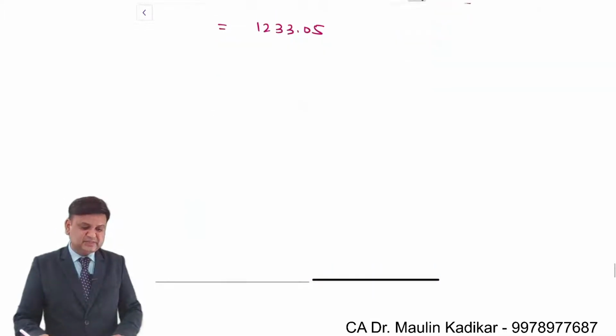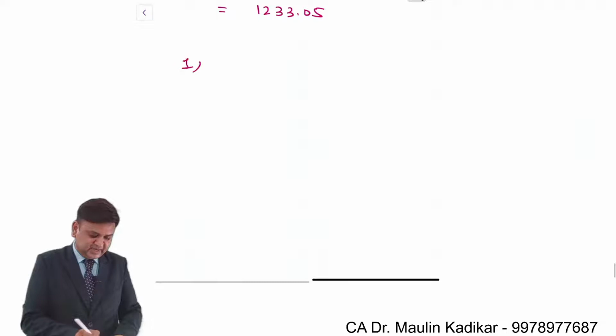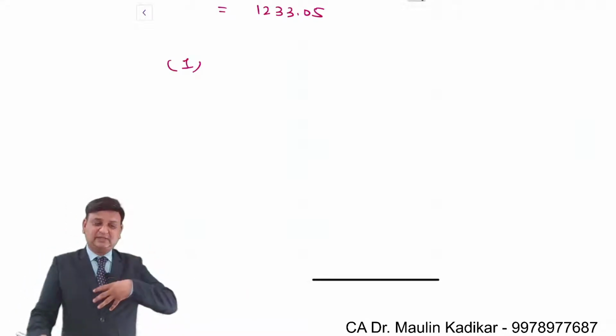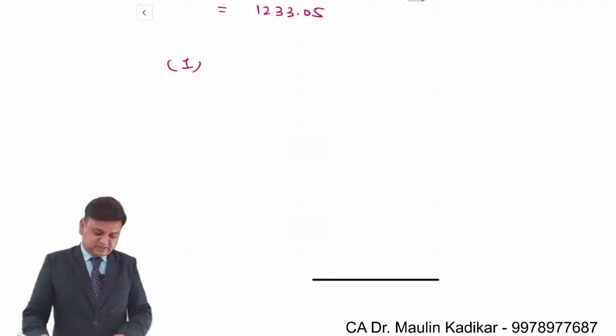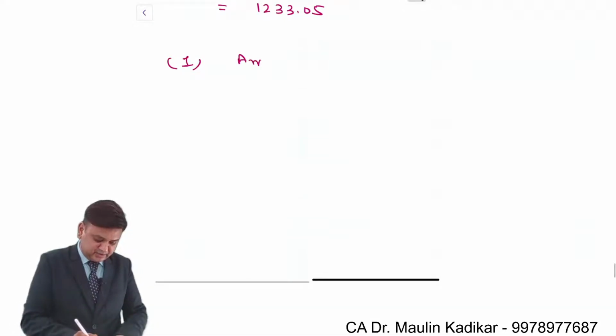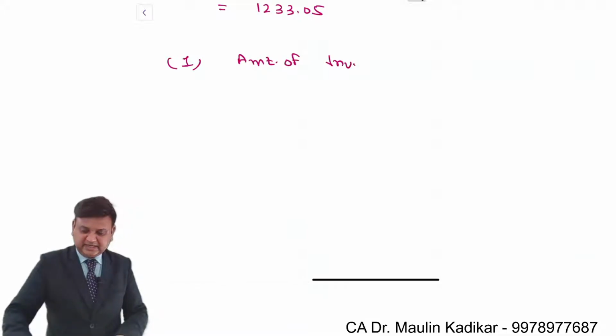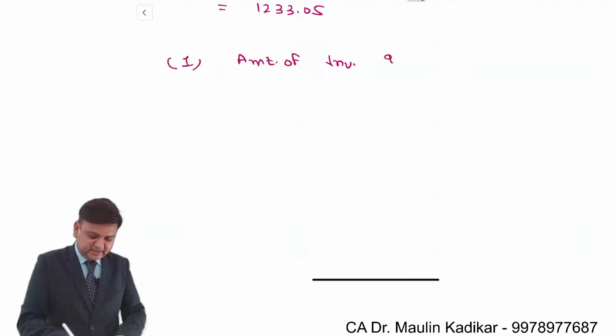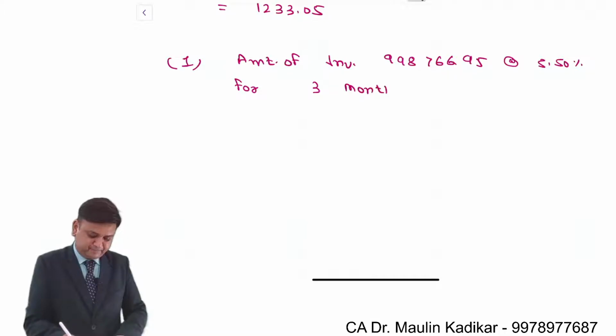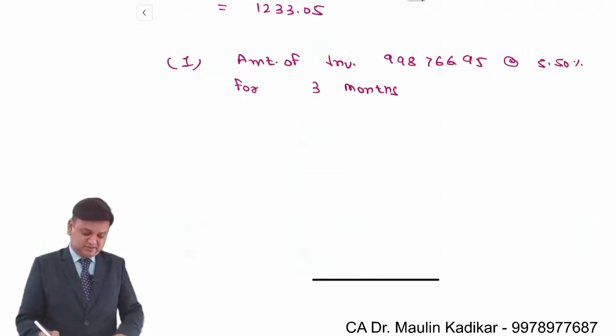Now specifically the question number 1 is that what amount will be invested by the company for a period of 3 months. So the amount of investment will be 10 lakhs minus 1,233.05. It is 9,98,766.95 at the rate of 5.5 percent for 3 months. This is the amount which will be invested.